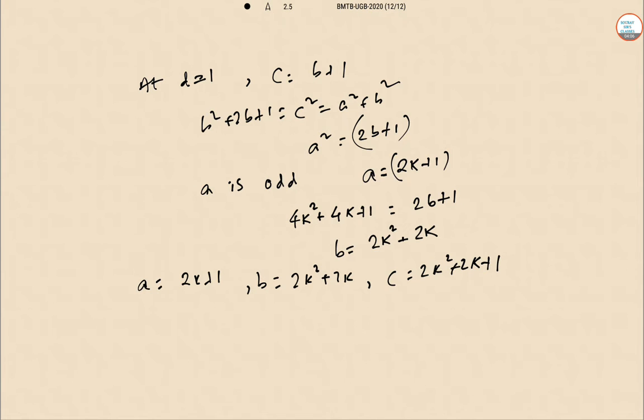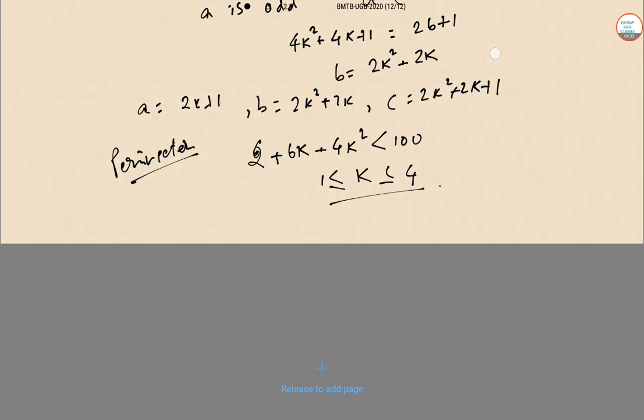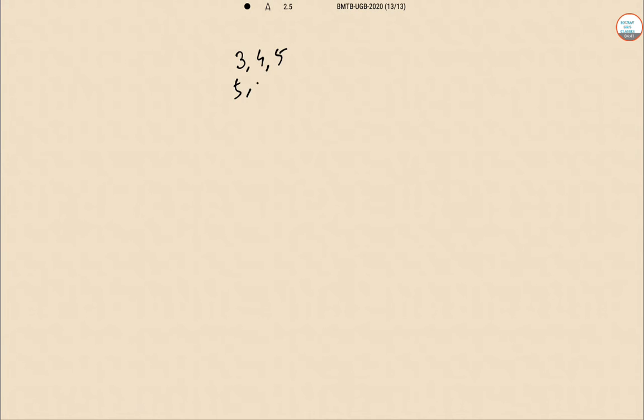So the perimeter of this is 2 plus 6k plus 4k square, less than 100. If you just solve it, it will give you the range of k. Now the corresponding possible triangles we also need to calculate. The triangles will be 3, 4, 5; 5, 12, 13; 7, 24, 25; and 9, 40, 41.